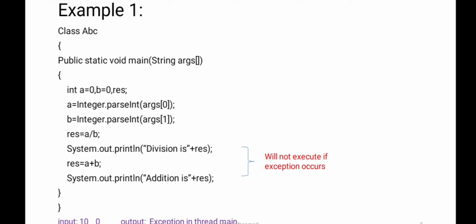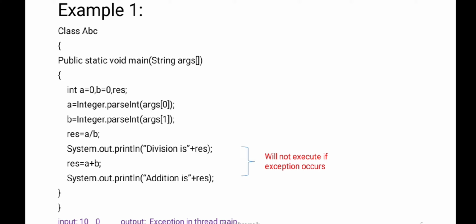Now in this case, if the values of a and b are user input values, and the user inputs the value of a as 10, suppose, and the value of b as 20, then 10 divided by 20 will give the answer of division, whatever it is, and it will give the addition also. So this will work properly if the values are non-zero.